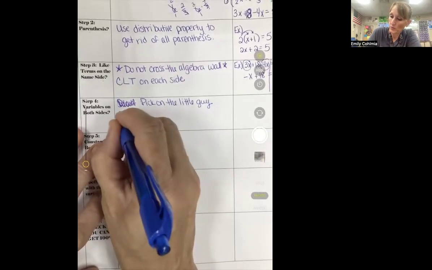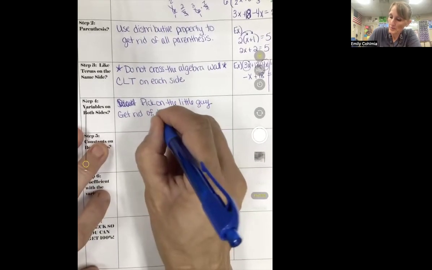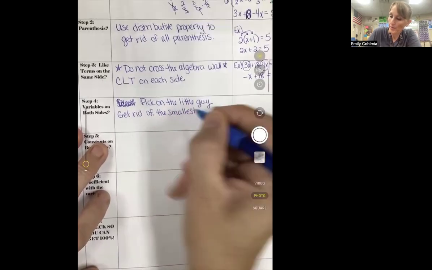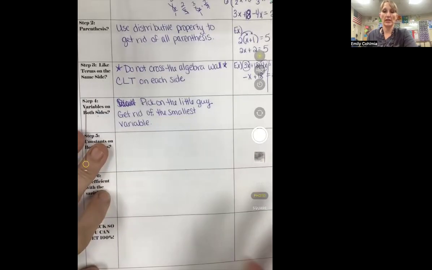We are going to get rid of the smallest variable. We're not worried about the coefficient or the constants here. This is just the variable. That's the only one that we're worried about because this is variables on both sides. We're only looking at variables.